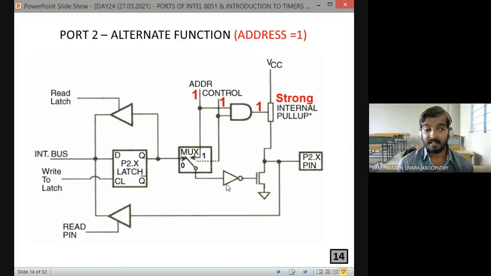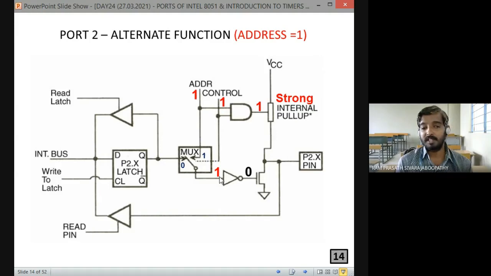See, there is a circuit here. Fine. Normally it is going to work as a weak internal pull-up. When the AND gate output is 0, it works as weak. If the AND gate output is 1, it is going to function as a strong internal pull-up. Fine. Now coming to this, the address bit is 1. So the input to the NOT gate is 1, so the output of the NOT gate is 0.